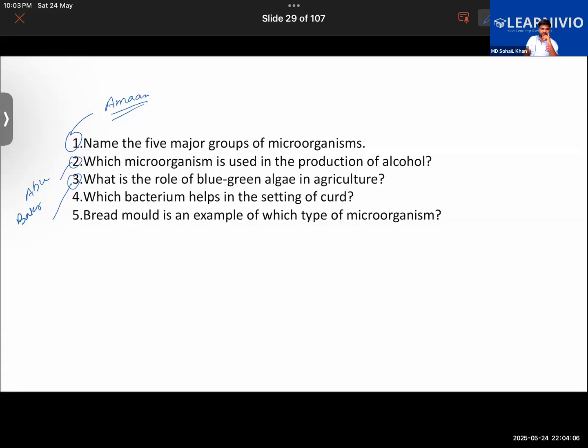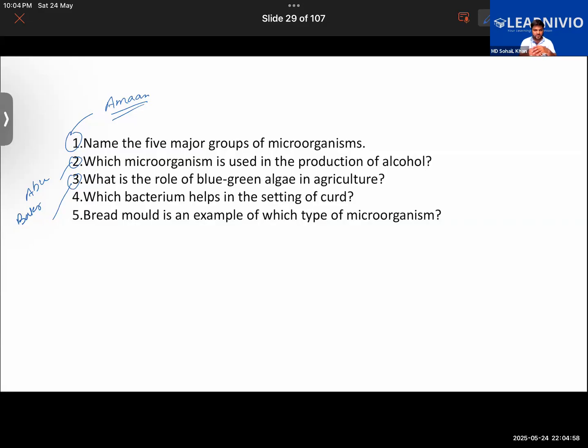What is the role of blue-green algae in agriculture? You should stress a little bit, like we have actually learned about that in the chapter crop production and management, where I told you about the biofertilizers, where certain microorganisms help in enriching the fertility of the soil. You had the example of rhizobium, azotobacter, and blue-green algae, also called cyanobacteria, right? So they help in increasing the fertility of the soil by enriching the soil with nitrogen particularly. Recall this, Aman and Abu Bakr? Yes, sir. Good.